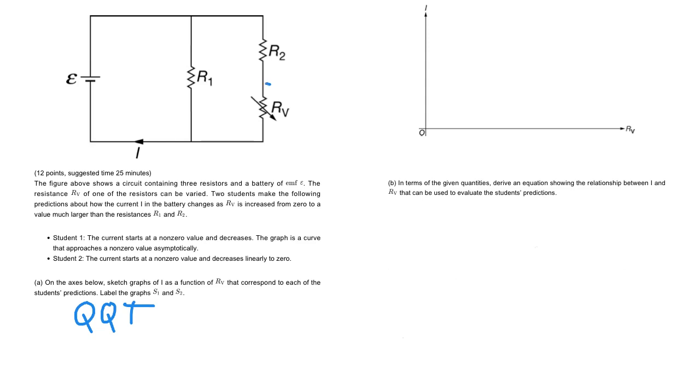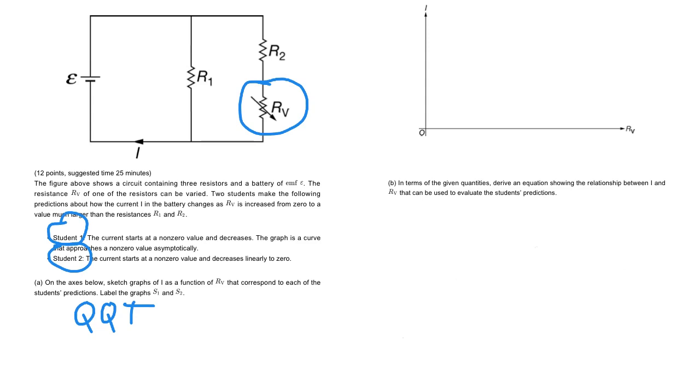The key idea here is that we have a variable resistor here, and we're essentially going to analyze this. We have two students making statements. So the first thing we're going to do is look at the two student statements, and they want us to graph it out.